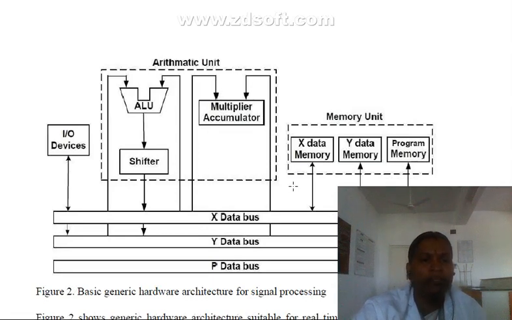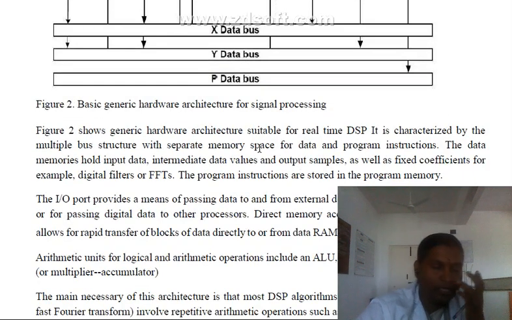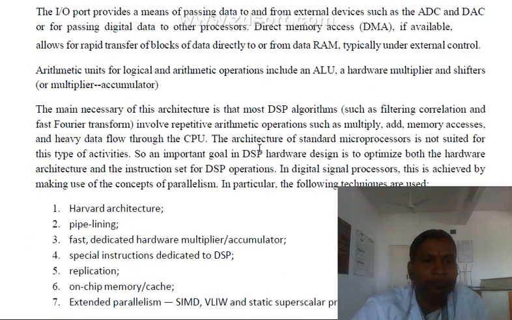Here we have a generic hardware architecture of digital signal processing. Here a separate ALU unit is there. In that ALU unit we have accumulator, multiplier, shifter. These are similar to the common microprocessor. Here we have a separate memory unit, for data memory and for program memory. This is a special feature of our DSP processor.